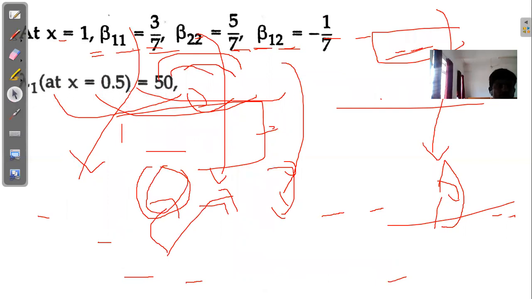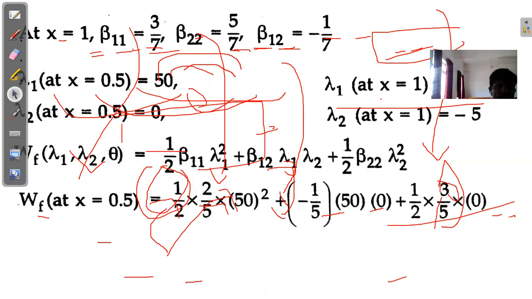Similarly, substituting x equal to 1 in the above equations, we get the answer beta 11 equal to 3 by 7, beta 2 equal to 5 by 7, beta 1 equal to minus 1 by 7.